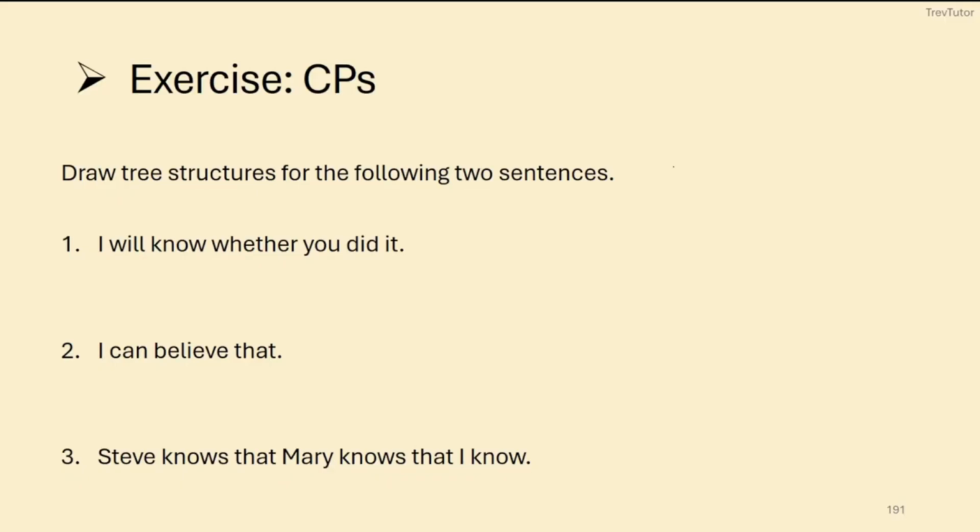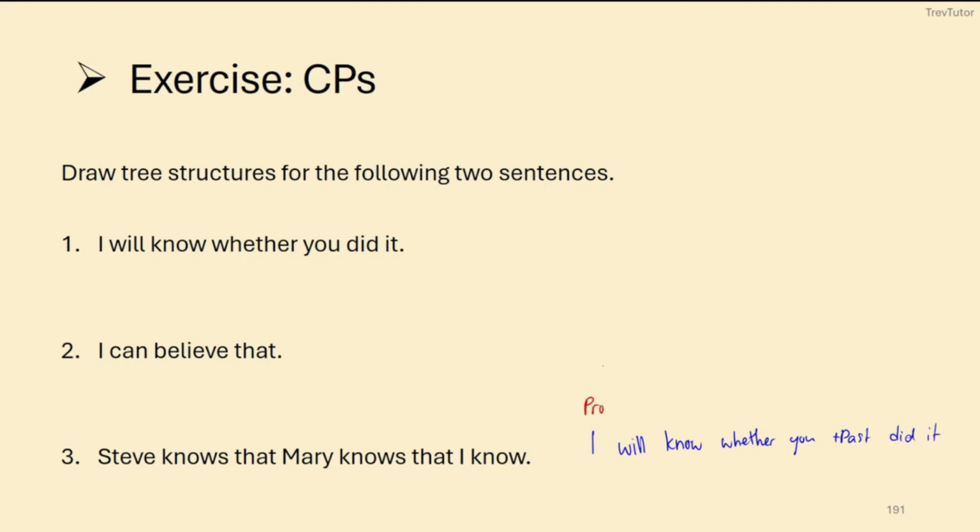So we can draw some tree structures for these. I will know whether you did it. We'll do one bottom up and the other two top down. So, I will know whether you did it. Now the thing with whether is that you can always put "or not" afterwards, but we will not include it. I need to leave room for tense. For you did it, did is past. It's just a main verb in this case. It's not an auxiliary. So let's label these categories.